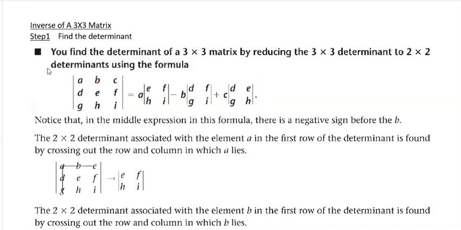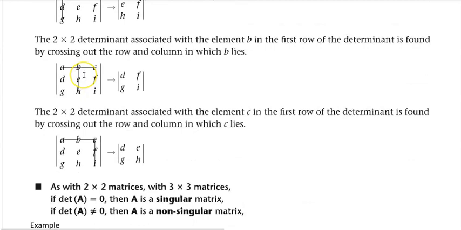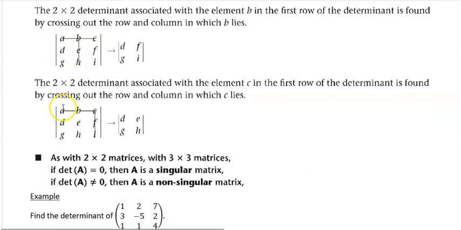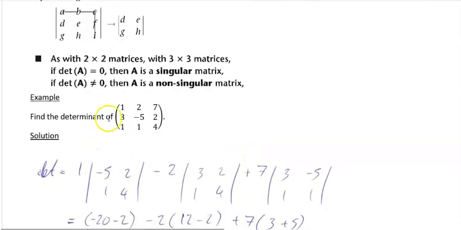Okay, the next wee bit of notes is just really explaining that again, the same sort of way, explaining how you cross out the rows and columns. So we want to look at just an example of how we would actually do this. One thing just before the example, a wee reminder. As for the 2 by 2 matrices, with 3 by 3 matrices, if the determinant of A is equal to 0, then A is said to be a singular matrix, and if it's singular, remember that means no inverse exists. And if it's not equal to 0, then it's non-singular.